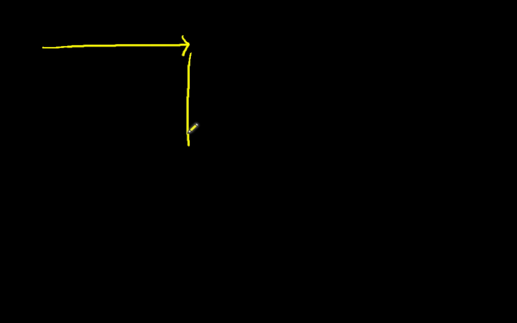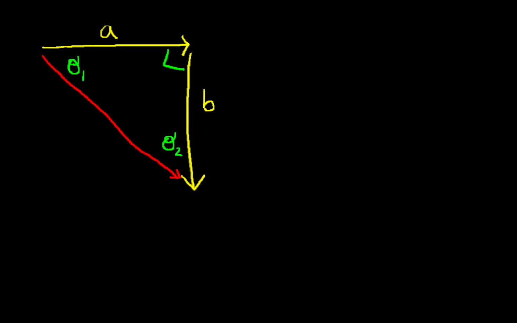We'll start by drawing a diagram, tail to tip, that shows the combination of vectors A and B. The resultant vector goes from the tail of A to the tip of B. Now, we know that the angle between A and B is 90 degrees, but there's still two unknown angles in this triangle. We're going to call them theta 1 and theta 2.